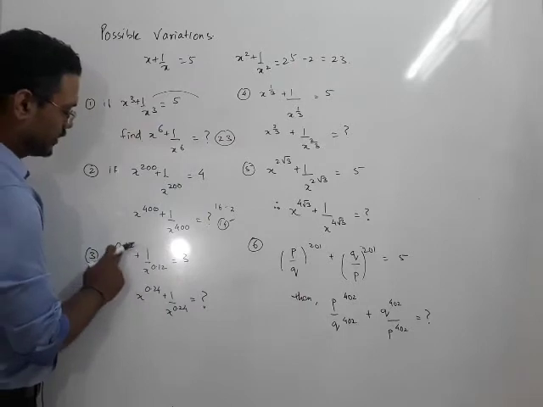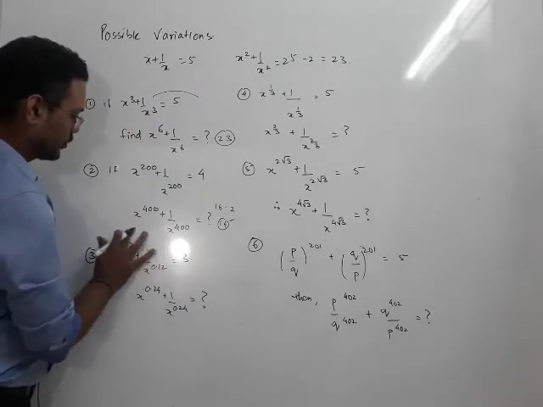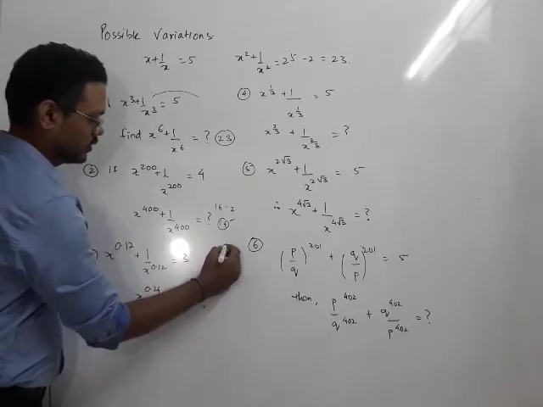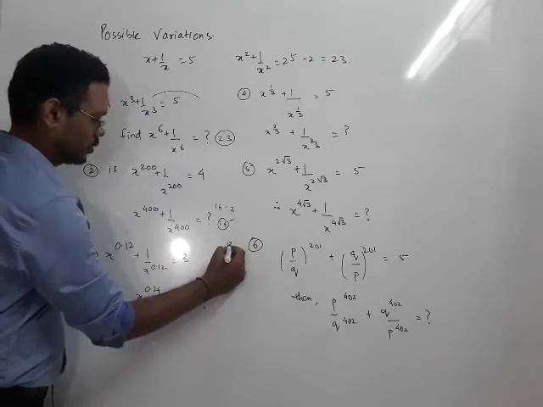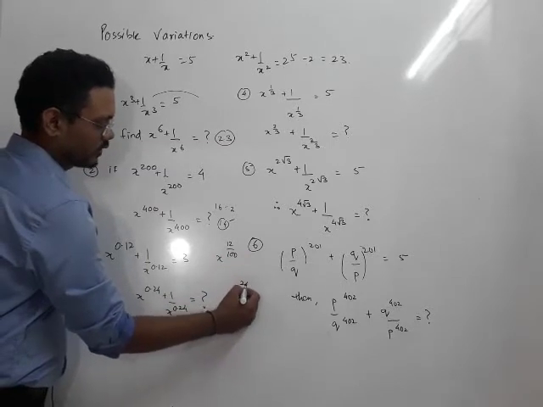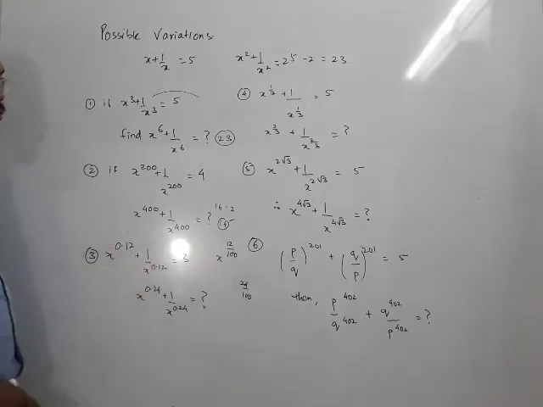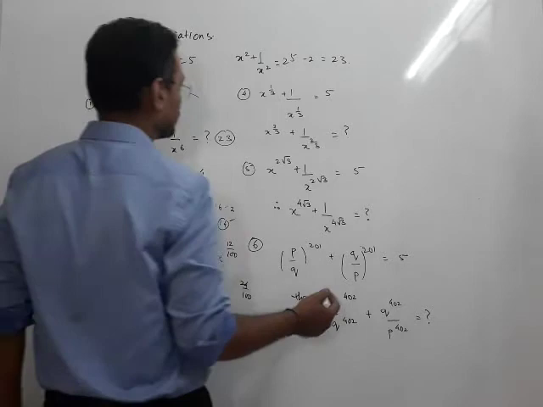You might also find 0.12 written as 12 by 10 or 12 by 100, and they will ask 24 by 100. This is an expression of 0.12. So kindly make a note of these. These are the possible variations, and the same thing is applicable in terms of cube also.